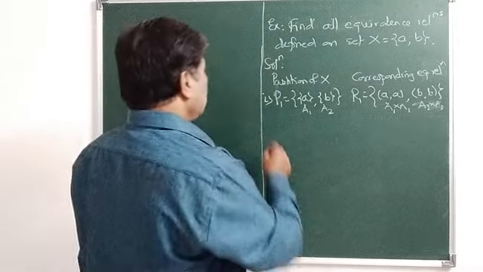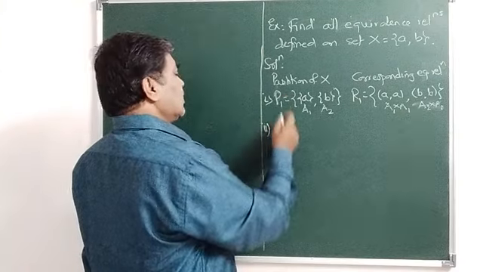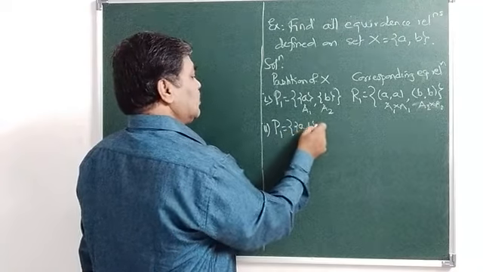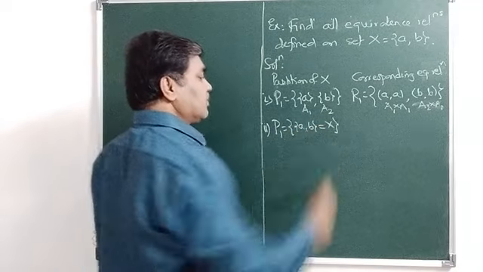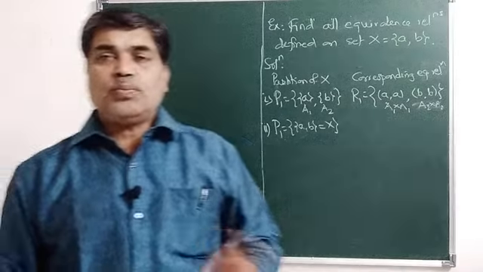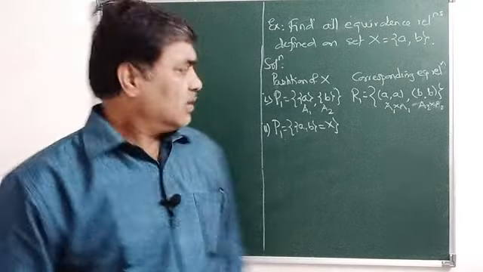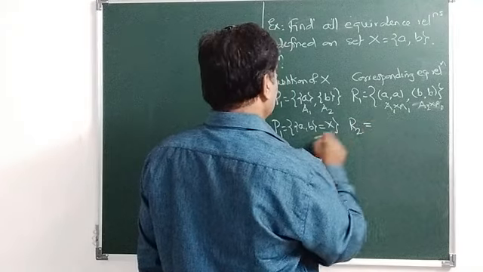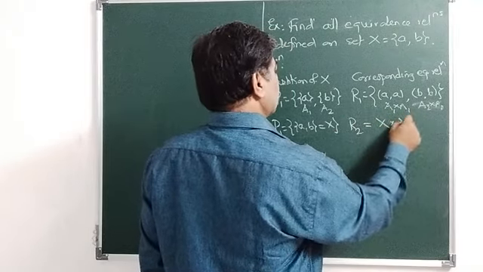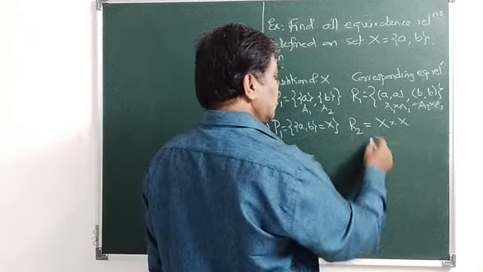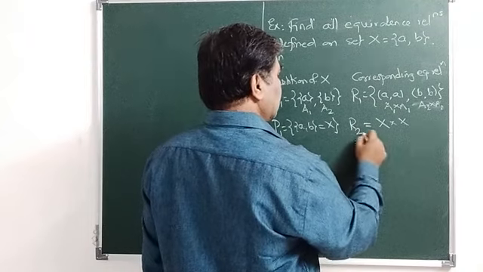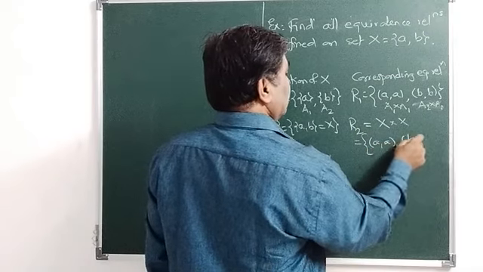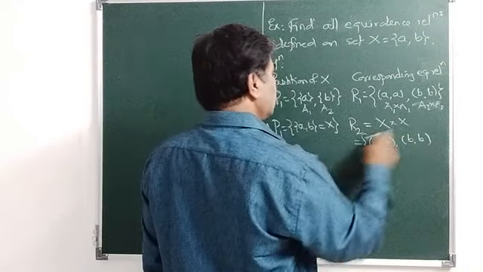What is the other possible partition? Containing the whole set, the two-element set equal to the whole set. So there are only two possible partitions. Now what is your R2 equivalence relation? It is nothing but X cross X. And what does that contain? It contains the pairs (A, A), (B, B).